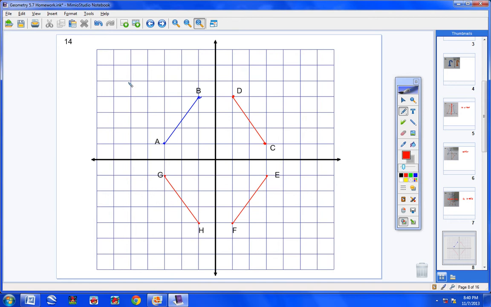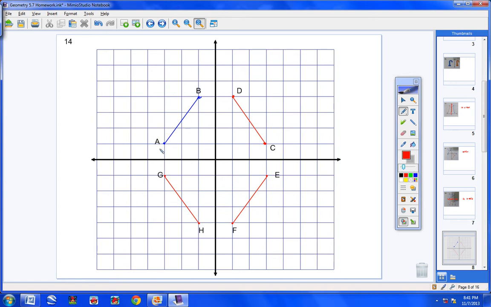Okay, number 14. The directions state for 14, 15, and 16, use the diagram at the right, or use this diagram right here I've drawn for you. Number 14 says, you can follow along in your book. Excuse me for yawning. Number 14 says, which segment is the reflection of AB in the x-axis?